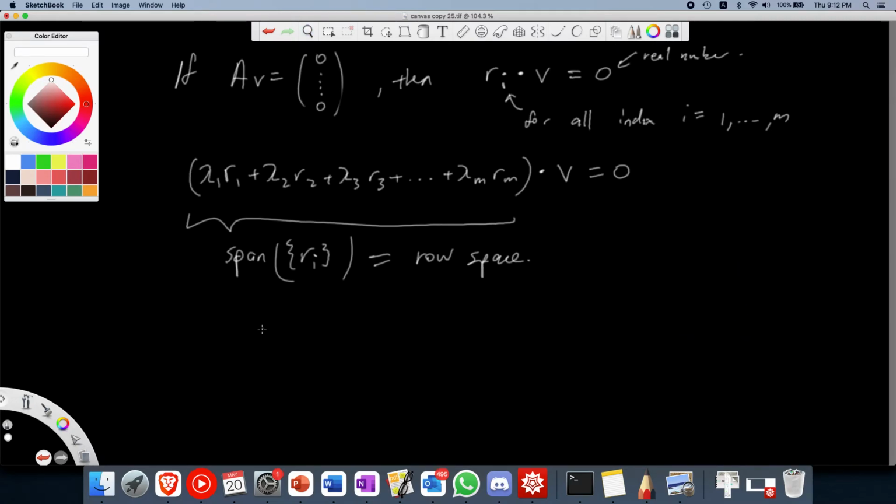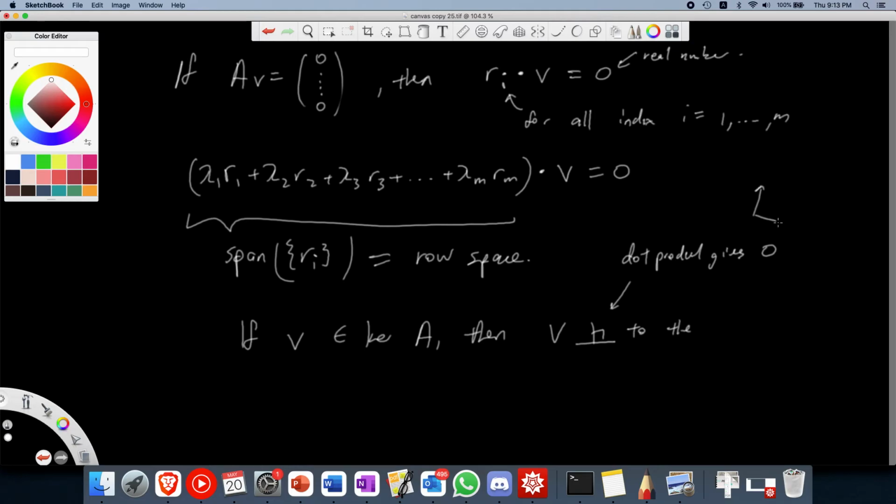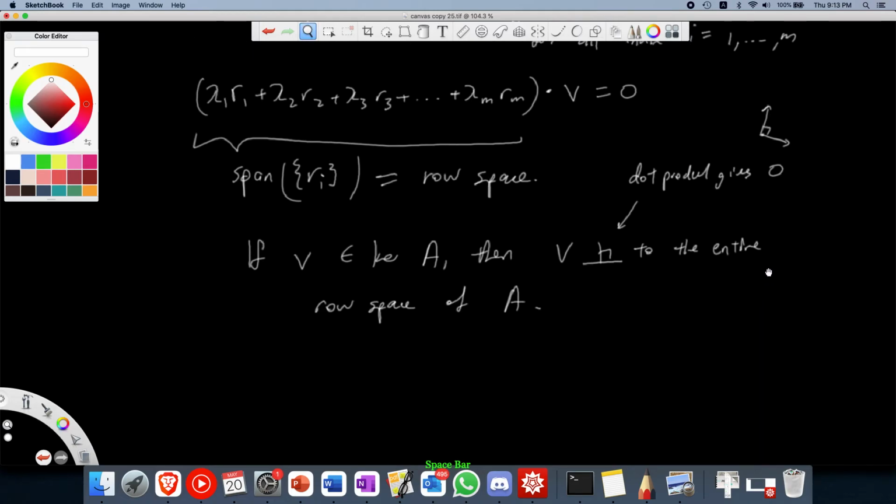So if v lives in the kernel of A, then v is perpendicular, meaning the dot product gives 0, because when you have two vectors that are perpendicular, the dot product gives 0. Meaning v is perpendicular to the entire row space of A. And that is what they mean by orthogonal complement.